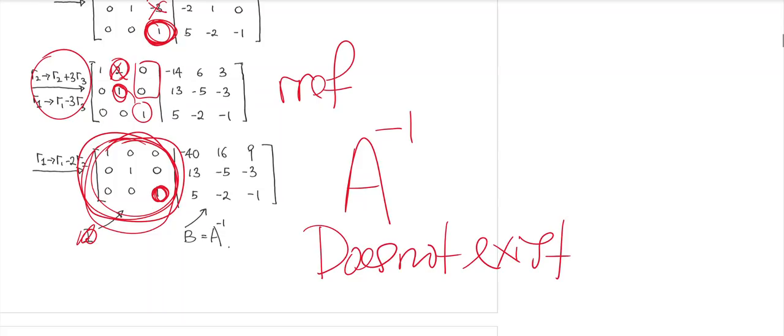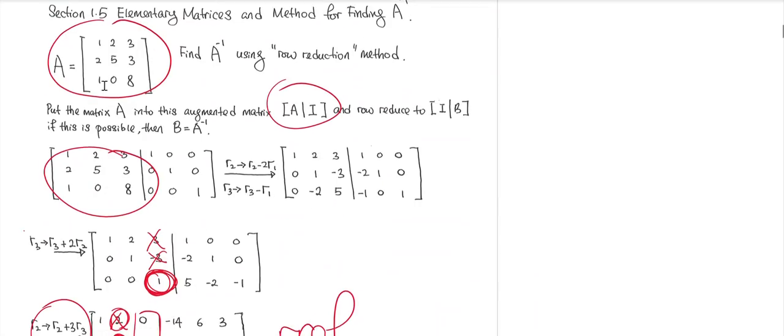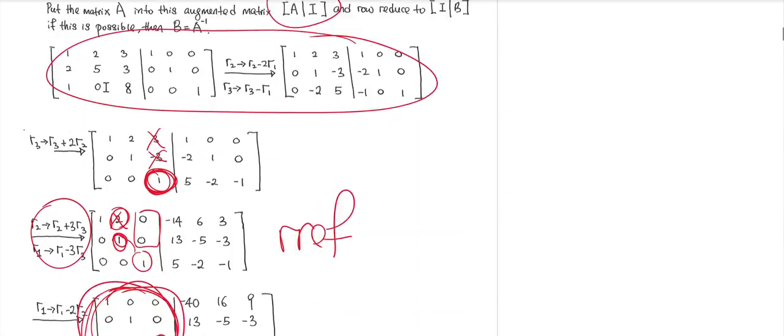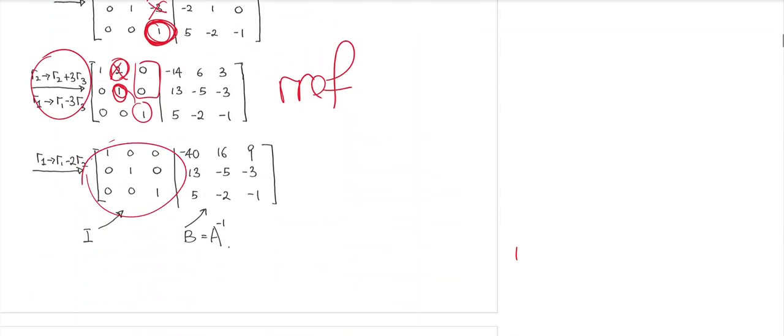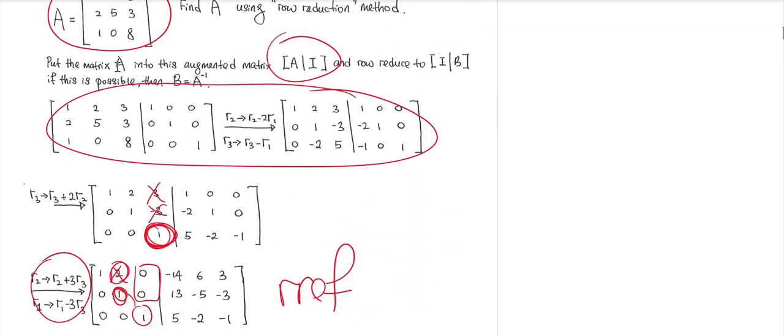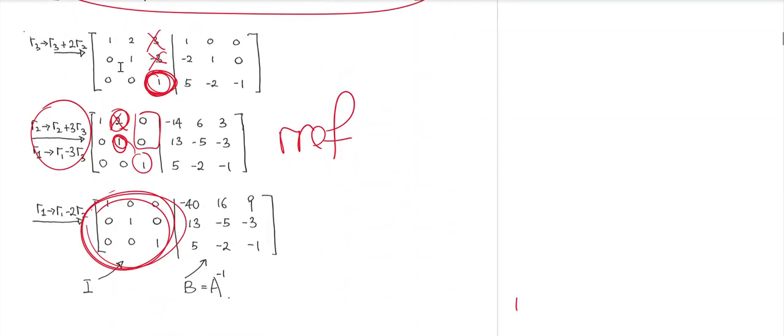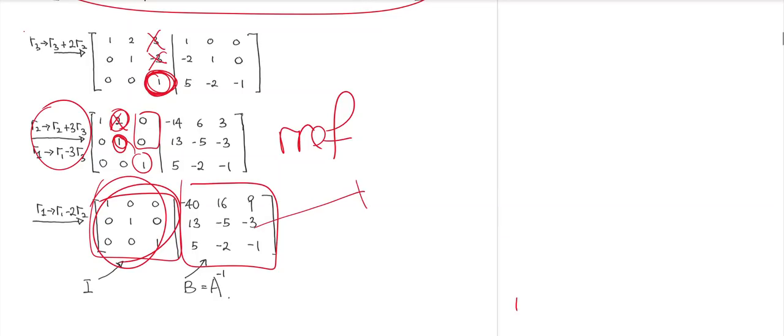So this method can also be used to determine whether or not a matrix is invertible. Simply put everything into this augmented matrix system, and if you do the row reductions and end up with something that is not the identity matrix, then the original matrix A is not invertible. But in this case, if you can turn this A into the identity matrix right here, then whatever you have right here will be your A inverse.